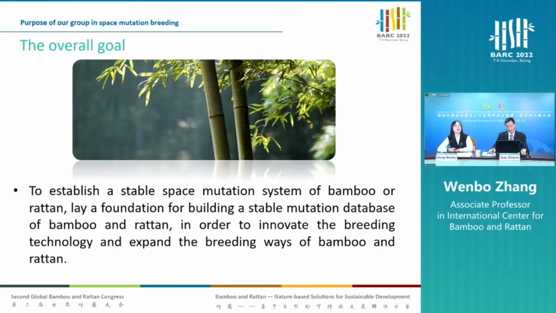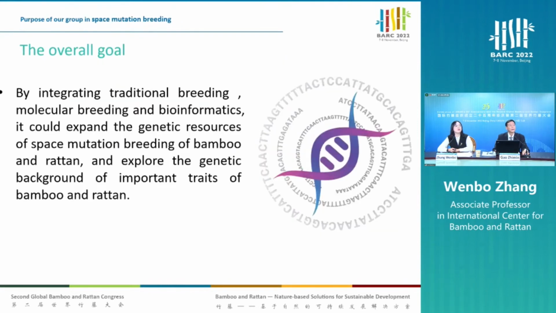building a space mutation database of bamboo and rattan, in order to advance the breeding technology and expand the breeding breadth of bamboo and rattan. By integrating traditional breeding, molecular breeding, and informatics, it could expand the genetic resources of space mutation breeding of bamboo and rattan, and explore the genetic background of important traits of bamboo and rattan.